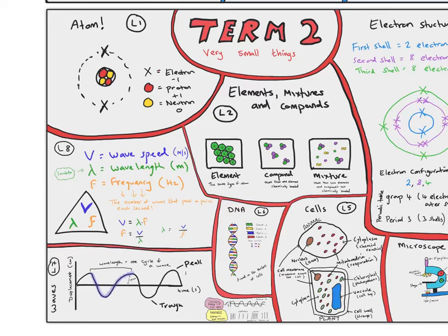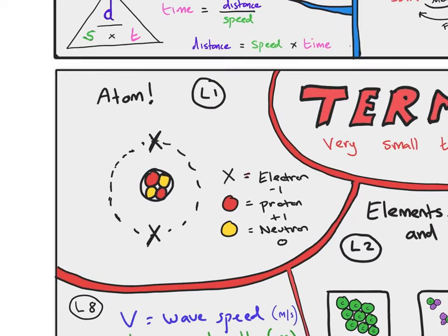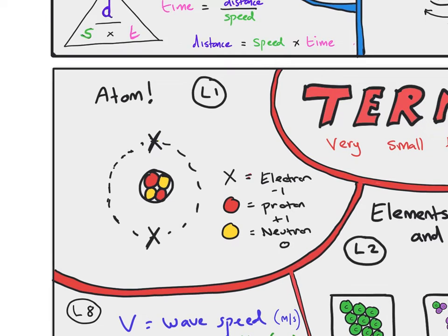Very small things. So we're going to start lesson 1 with the atom. We got electrons, protons and neutrons. Neutrons and protons are in the middle. We call that the nucleus. And then we got the electrons buzzing around the outside. We've got -1 for electron charge, +1 for a proton, and then neutrons are neutral.